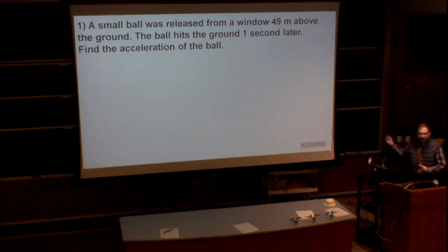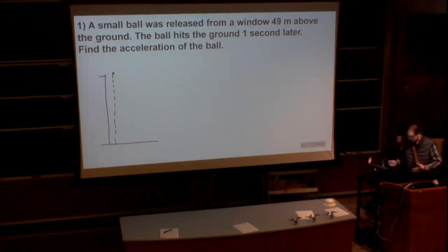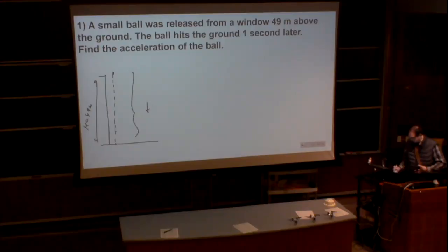A small ball was released from a window. Well, all previous problems implied that the motion was horizontal, but we know one-dimensional motion doesn't have to be horizontal. If I let the ball fall, it will be falling down along a straight line. One-dimensional motion, that's it. So we can apply everything we've learned about horizontal motion to this motion. So the building is 49 meters above the ground, and the time to hit the ground was equal to 1 second.